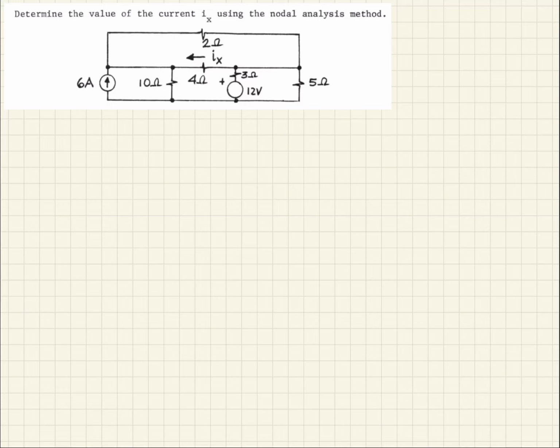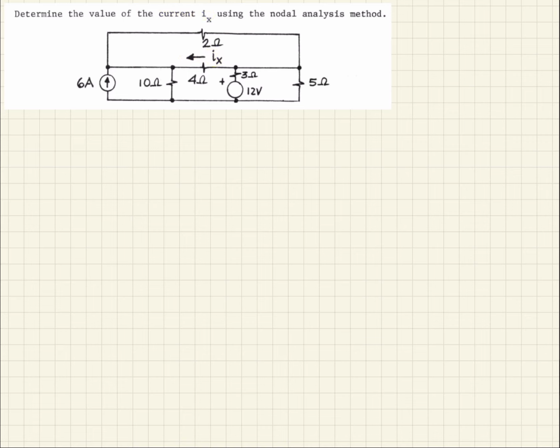Another quick example using nodal analysis. In this one, we're given a simple circuit, and we're asked to calculate the current Ix, which is this value right here, flowing through that 4 ohm resistor. So here we're going to use nodal analysis to determine what that is. So let's take a look at this.